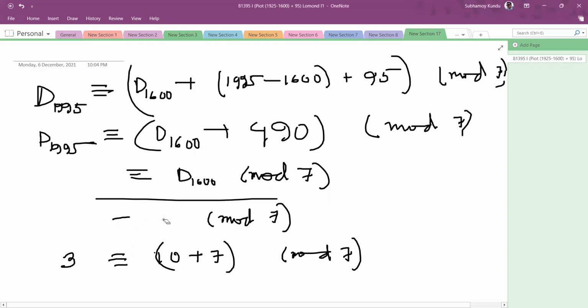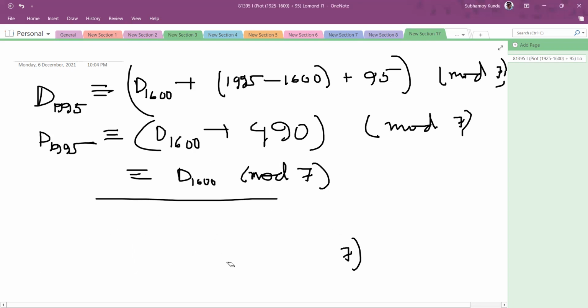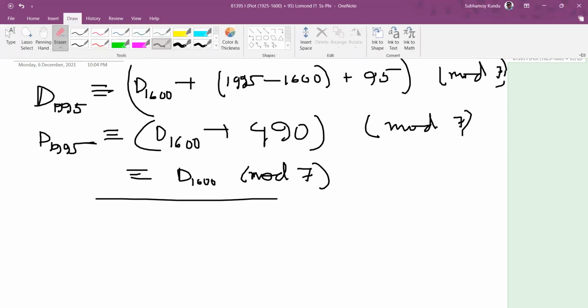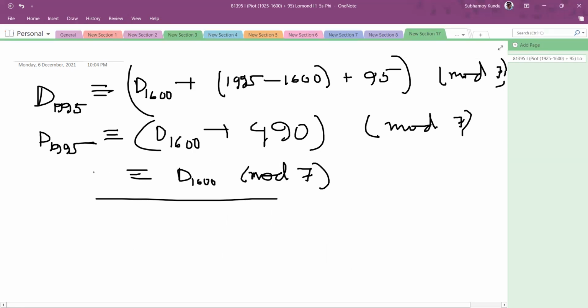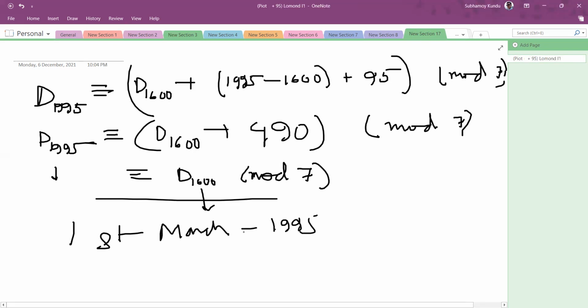So what does this make? This makes that in 1995 and in 1600, the day of the first of March was the same. Like if it is Saturday, then it will also be Saturday. If the first of March 1995 is Sunday, then 1600 was also Sunday. Now in our calendar, we can easily find that the first of March of the calendar year 1995 was Wednesday.